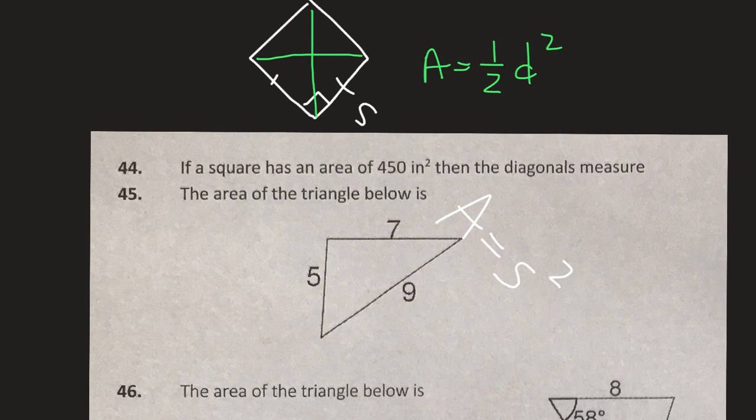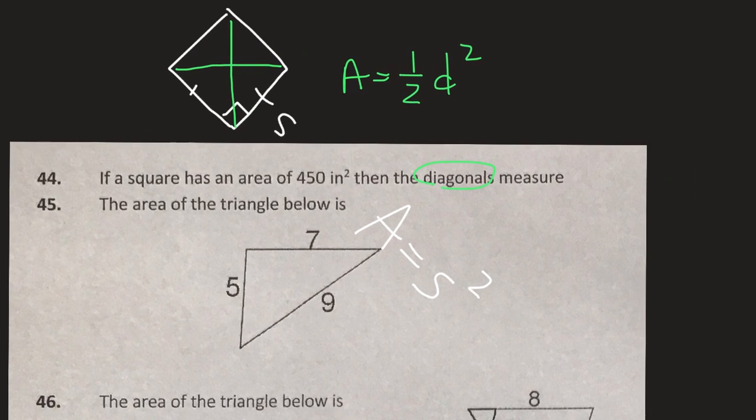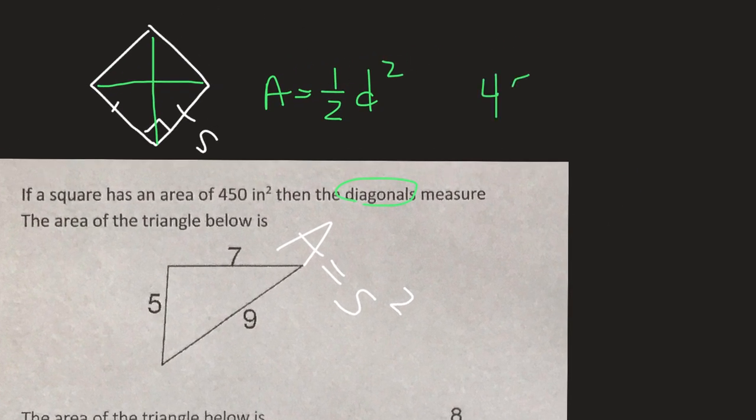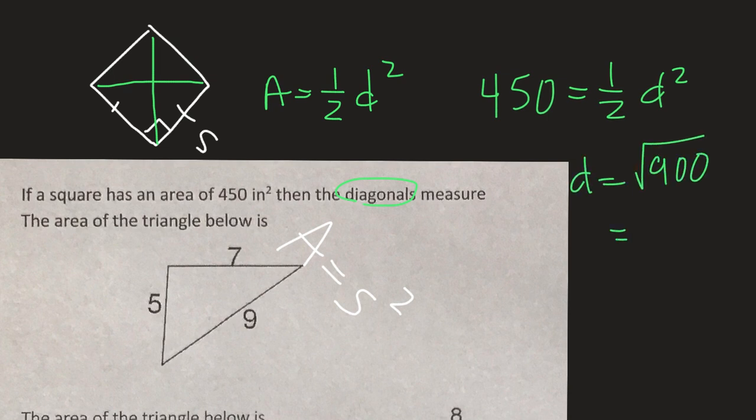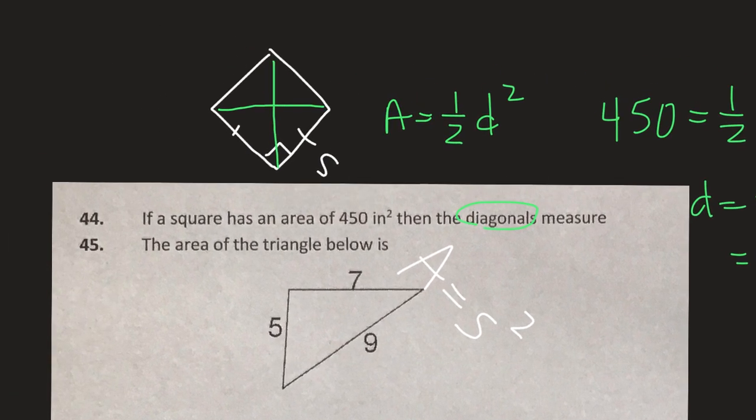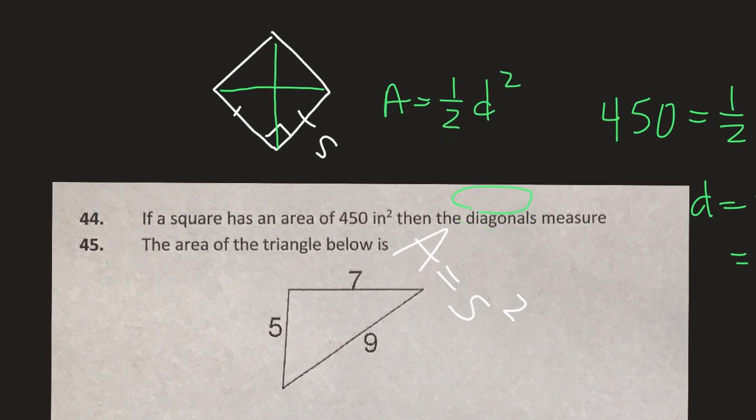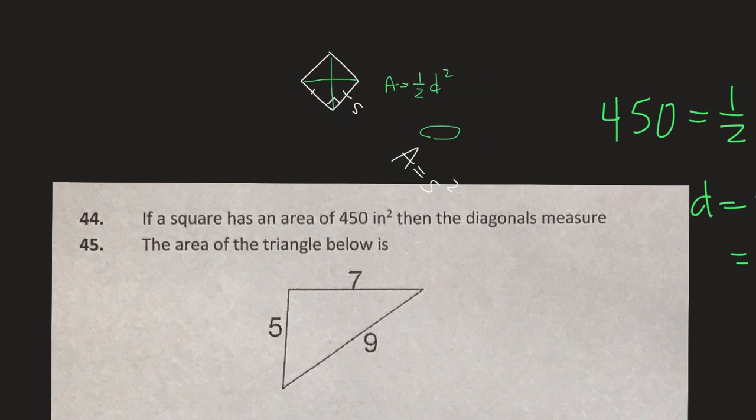And that's the formula we're going to use because we want to know something about the diagonals. So let's use a formula that has diagonals in it. So 450 equals 1/2 of d squared. So I multiply 450 times 2, right, and I get 900. And the square root of 900 is 30. So this square would have a diagonal of 30. Okay, the easiest formula for the information that we're given. That's always what we should be doing, using the easiest formula for the information that we're given.